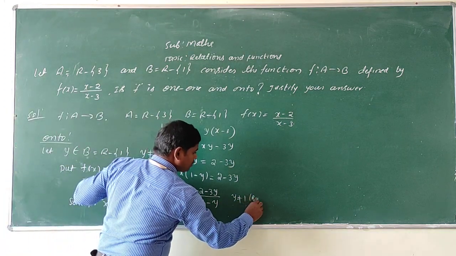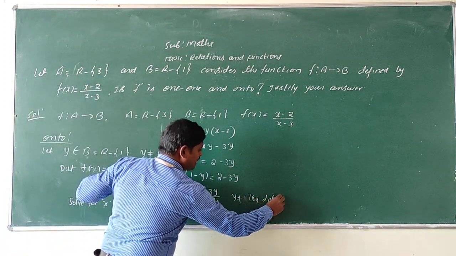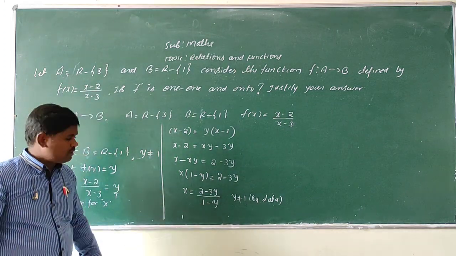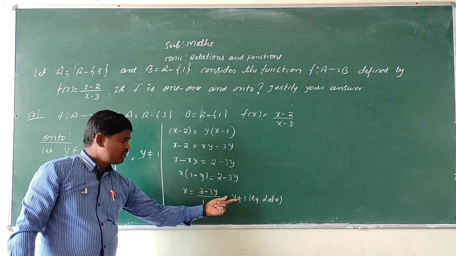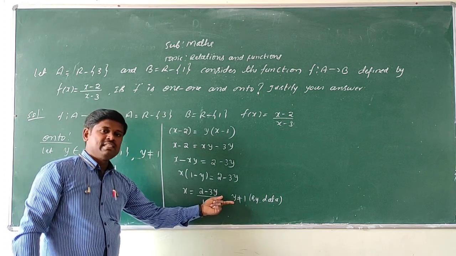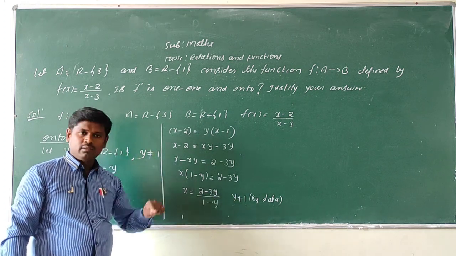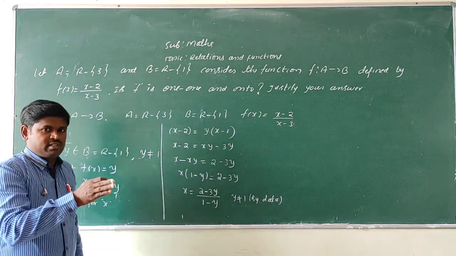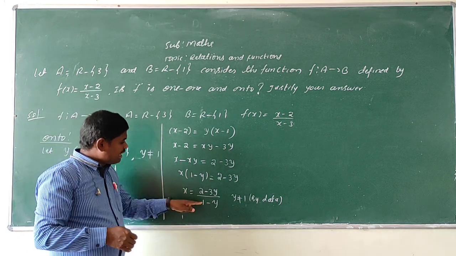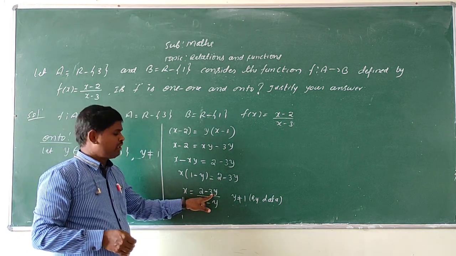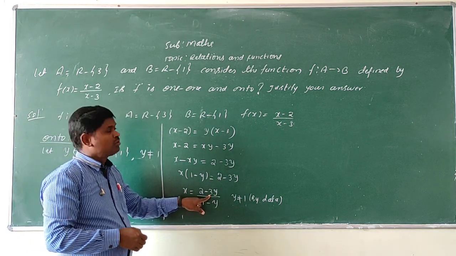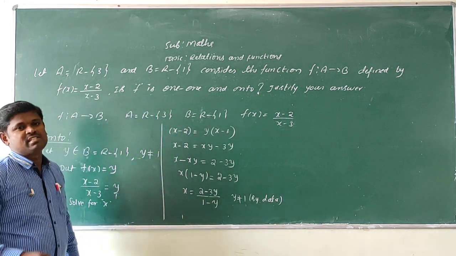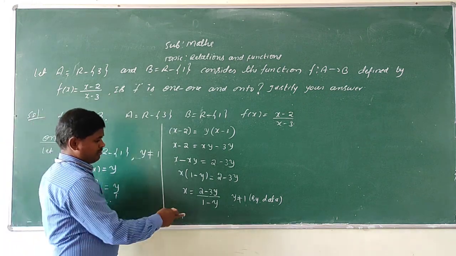by data. So the denominator becomes 0 if you put y is equal to 1. Therefore, by data, it is given y is not equal to 1. Clear? Okay, so observe here. For any y belonging to this, does there exist a pre-image in A? Yes, clearly.